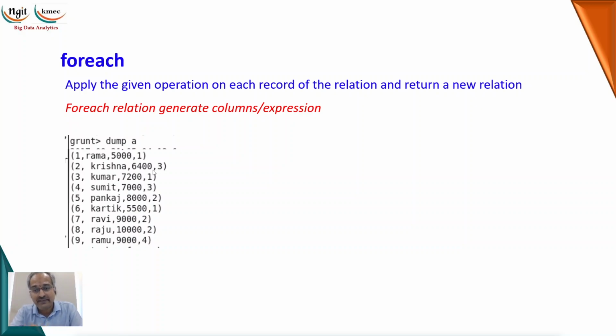Actually, here dump is a statement to display the content of the relation. As we have loaded the data set in the previous slide, the data is like this: 1, Rama, 5000, 1 and 2, Krishna, 6400, 3. Like this, this is the data set. Whenever you give the dump, it will load the data into our program and it will display.